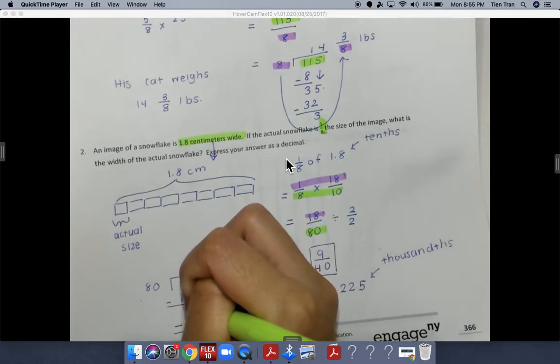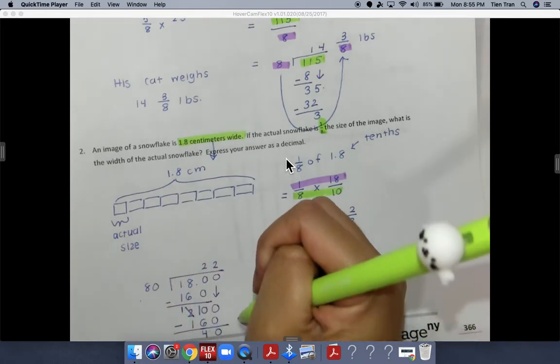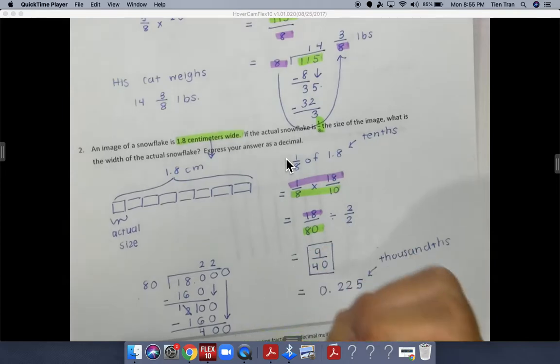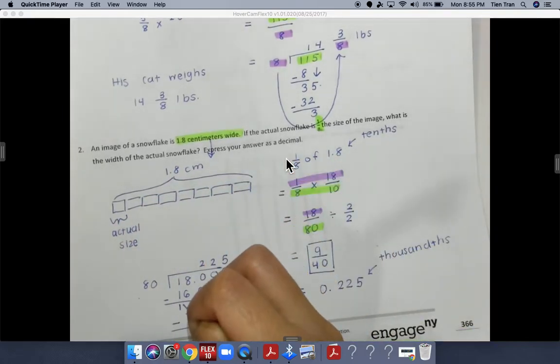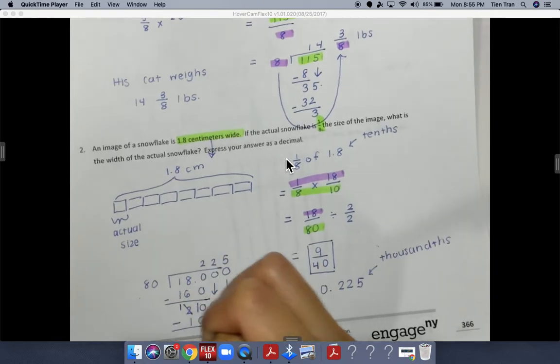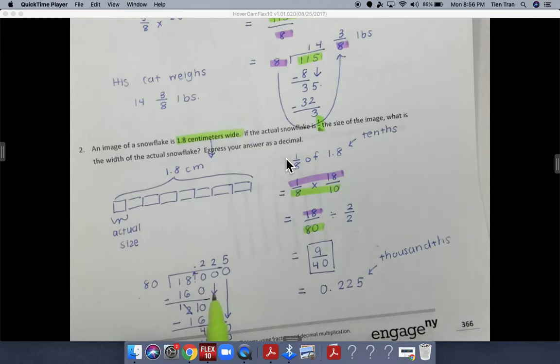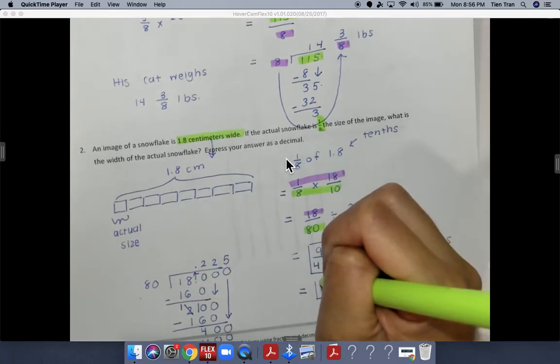We're going to regroup. 10 minus 6 is 4. 1 minus 1 is 0. And I'm going to add another 0 and bring it down. We get 400. And 8 times 5 is equal to 40. Add my 0 and I get 400. So the last thing I need to do is bring up my decimal and I get 225 thousandths as my final answer. Okay.